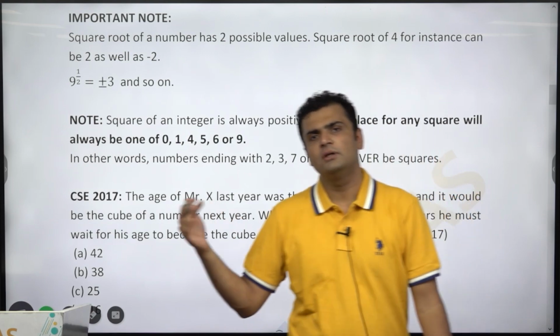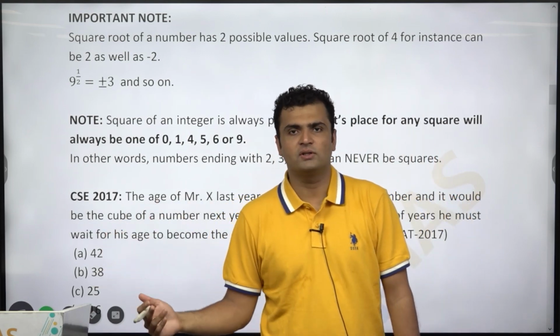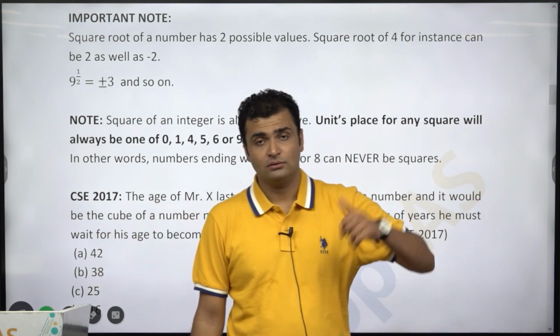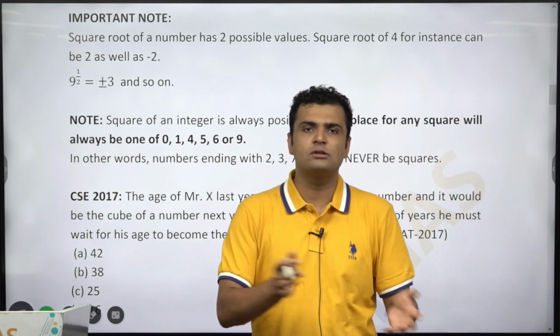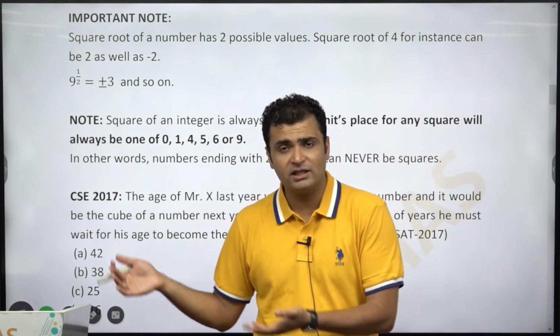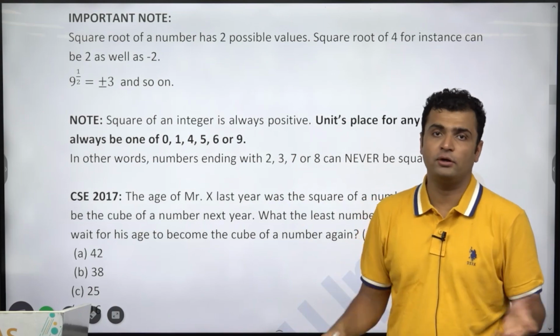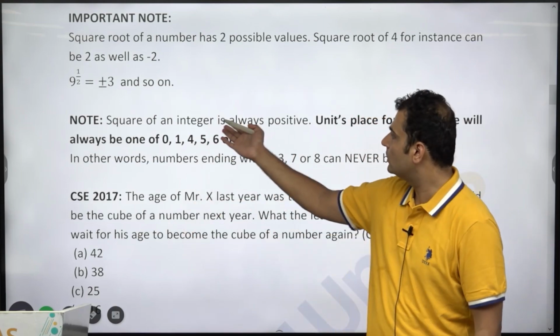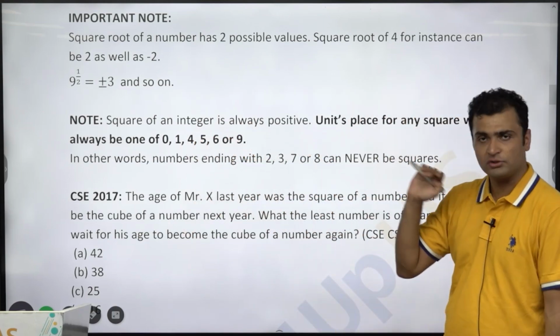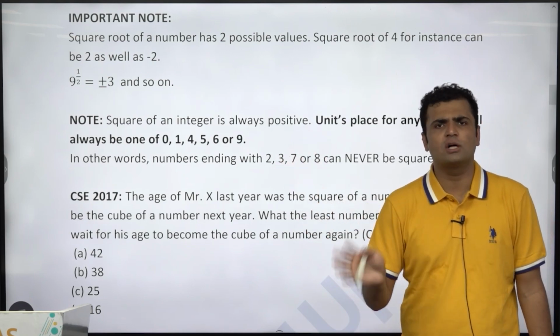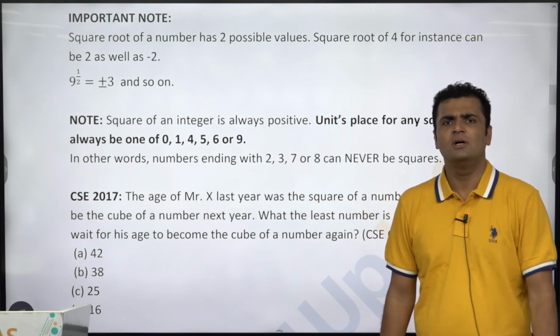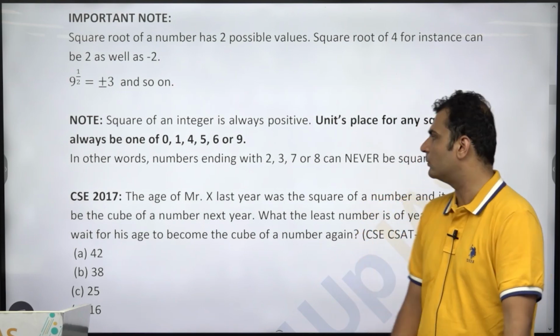And the square of negative numbers is also positive, because in multiplication we have seen minus into minus becomes plus. So minus 2 squared is also 4. And minus 5 squared is also 25, plus 25, not minus 25. So the square of an integer is always positive, or at least non-negative, because if we include the square of 0 as 0, we cannot say 0 is positive. But definitely we can say non-negative.